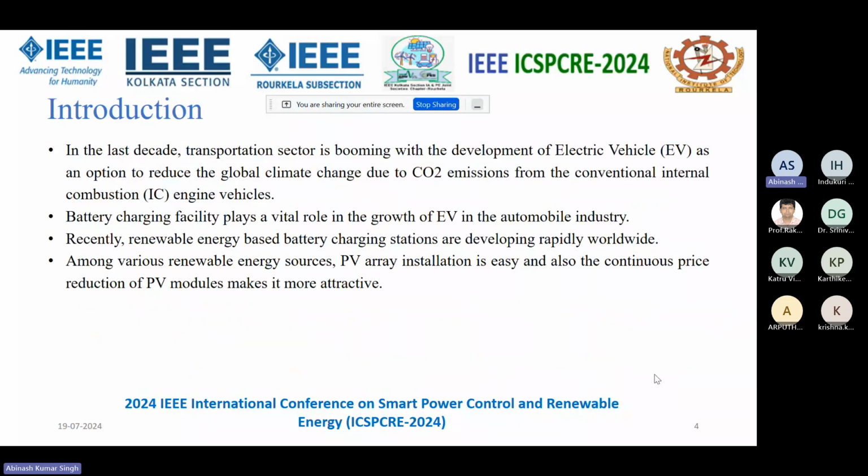About the introduction: in the last decade, our transportation sector is booming with the development of electric vehicles as an option to reduce global climate change, that is CO2 emission from conventional IC engine vehicles. Battery charging facilities play a vital role in the growth of EVs in the automobile industry. Recently, renewable energy-based battery charging stations are being developed worldwide. Among various renewable energy sources like PV, installation is easy, and the continuous price reduction in PV modules makes it more attractive.